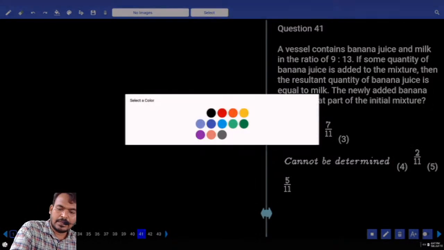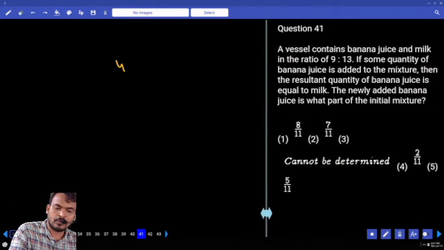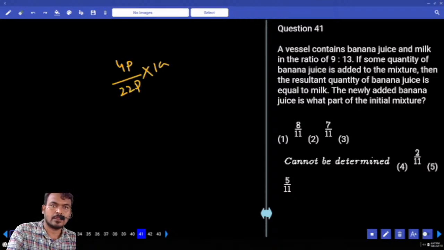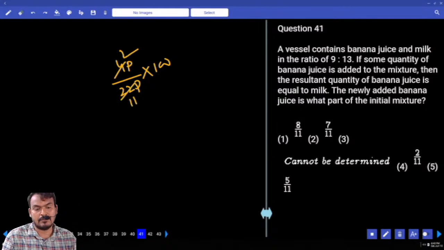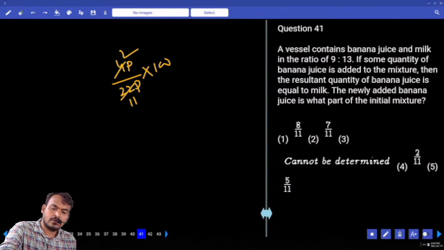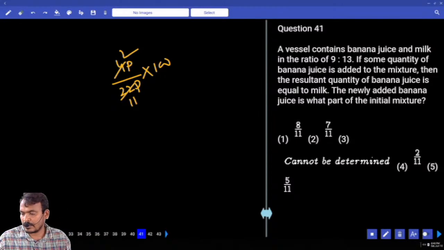What is the value? 9 parts by 4 parts by 22 parts into 100. 2 times 2, 11 times. What is the value? 2 by 11. We required only what part? What is the answer? 2 by 11.